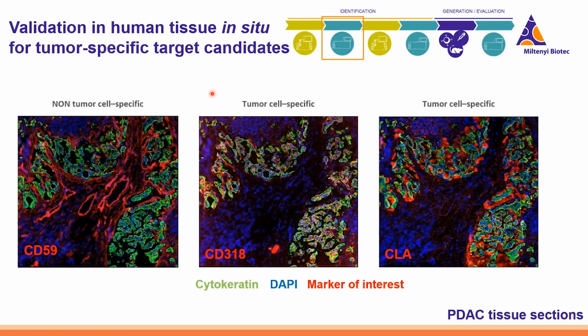Here is a closer look into multiplex analysis of PDAC tissue. In this example, CD95 appears to be present everywhere except in the tumor cells, which are labeled by cytokeratin. We know that cytokeratin is a marker of epithelial cells and can be expressed also in healthy cells, and only by spatial biology analysis and morphological assessment can we distinguish between healthy and tumor cells. In the case of CD318 and CLA, they are both co-expressed with cytokeratin, but with a much higher level of expression in CLA.